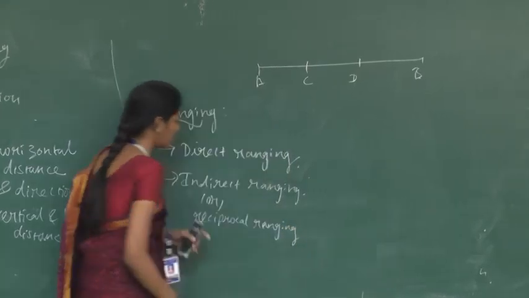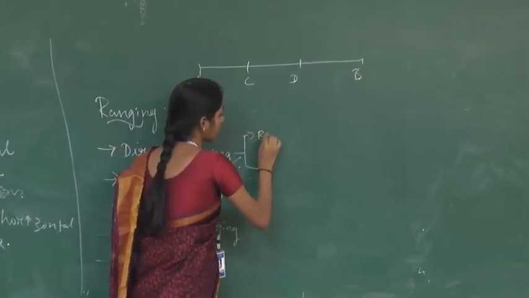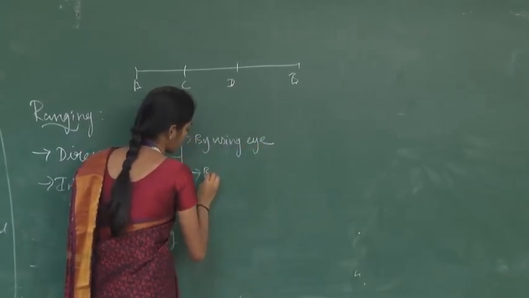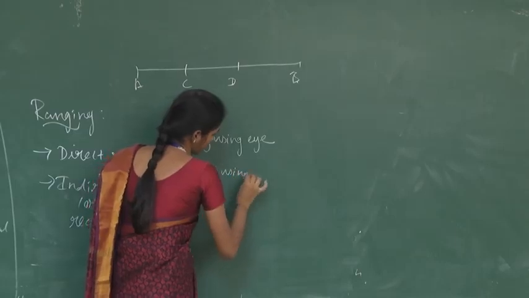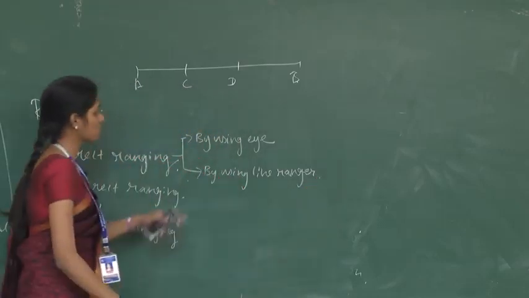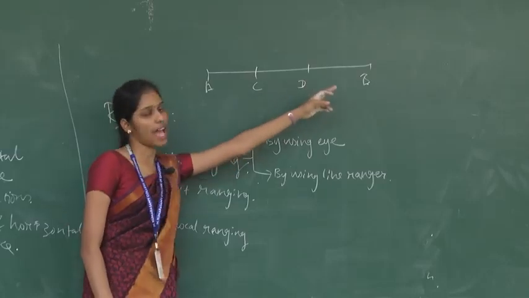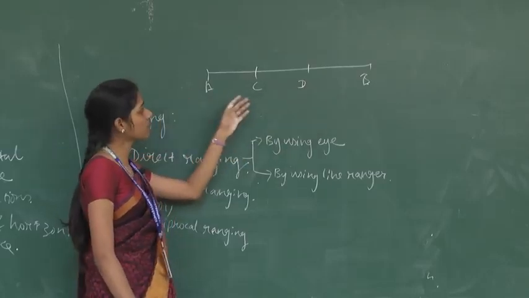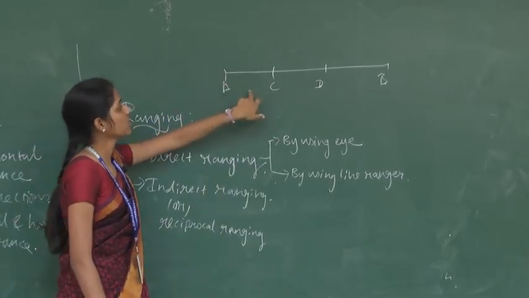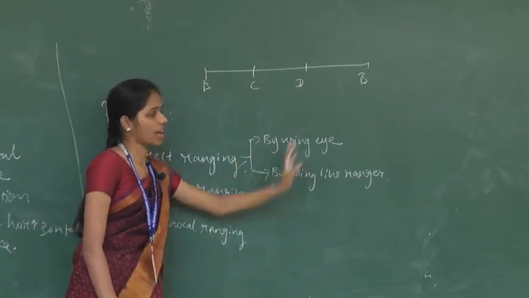This direct ranging is done by two methods. First one, by using the naked eye. There are 4 people with ranging rods at the stations A, C, D and B. The person from A will direct the person from C and D to move forward and backward to be in line AB. This is done with the help of the naked eye.